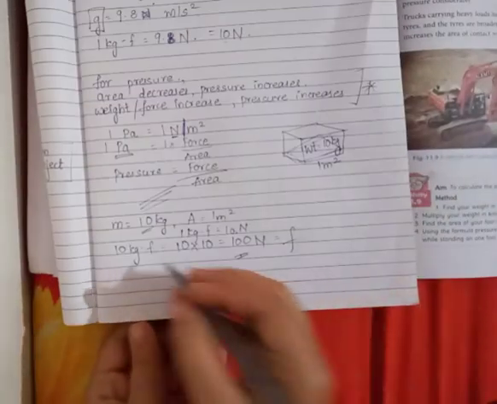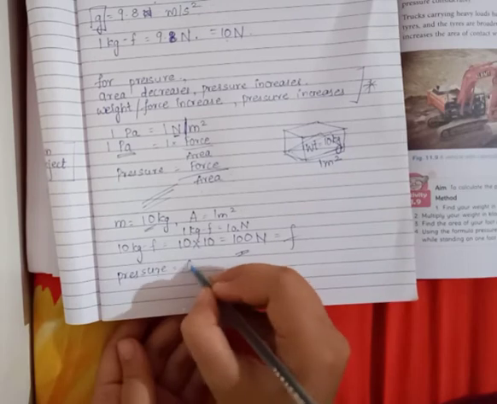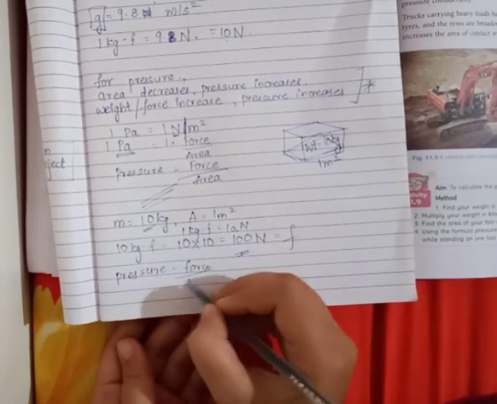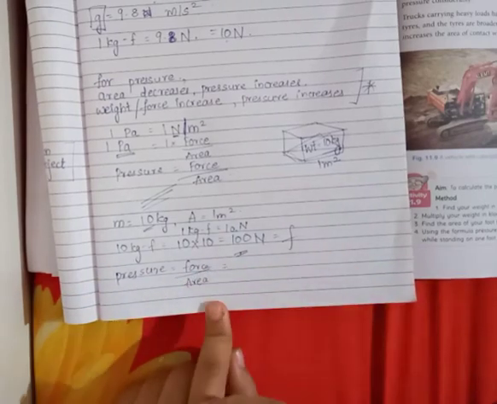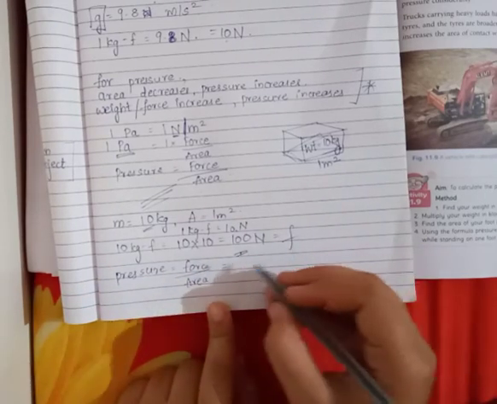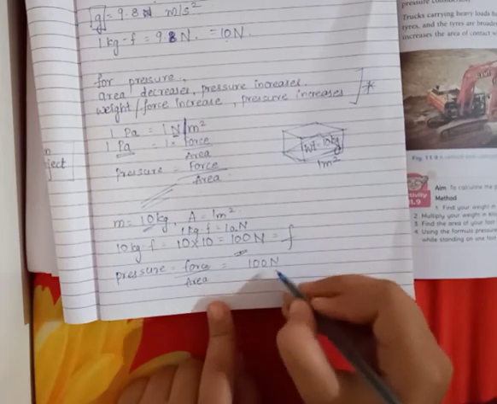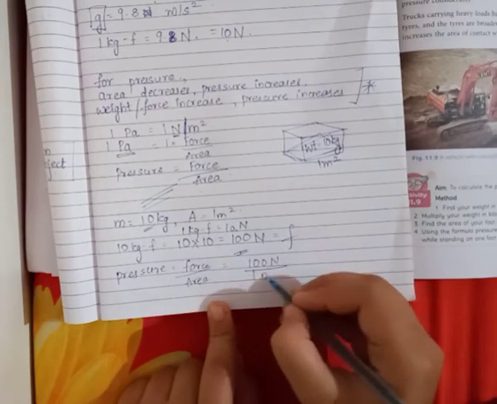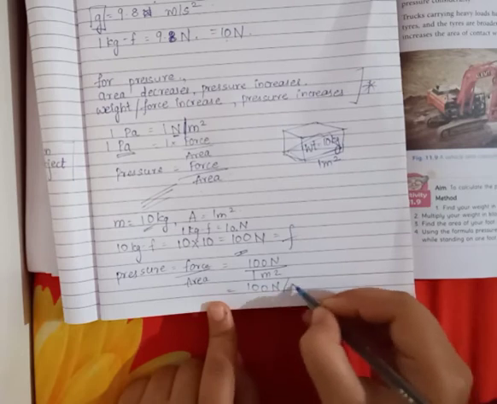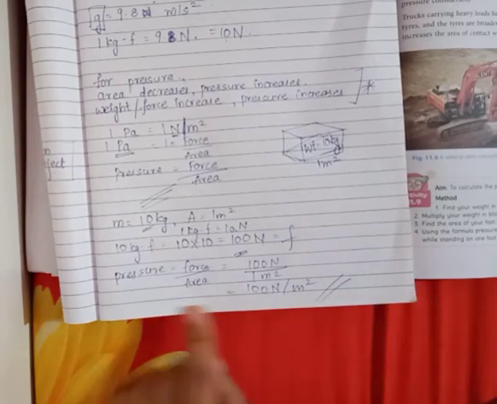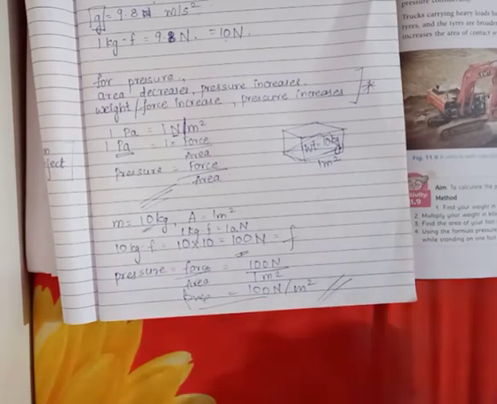What will happen? The formula is pressure is force upon area, right? So let's just substitute over here. Force upon area means force is 100 Newton upon area is 1 meter square. So pressure is 100 Newton per meter square. So this is our pressure.